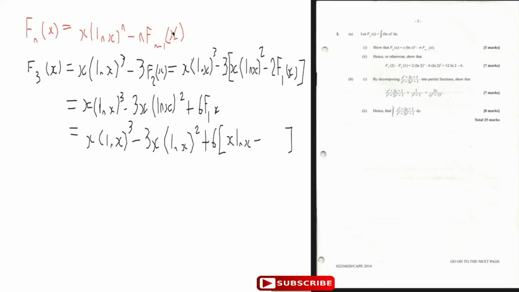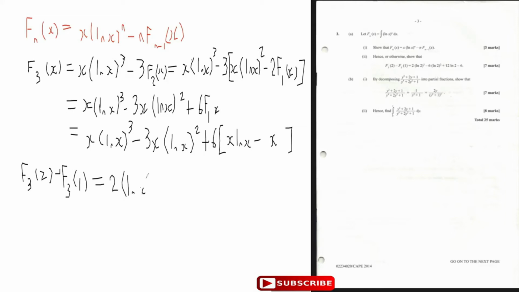And so this is the formula now for f3(x). Good. Now that we have the formula for f3(x), we can evaluate f3(2) minus f3(1). All we're going to do is replace x with 2 and 1. So it's going to be f3(2), replacing x with 2. We're going to get 2 times (ln 2) cubed.